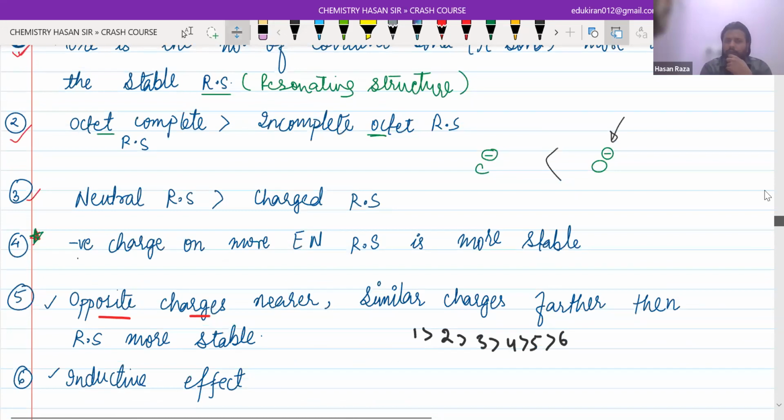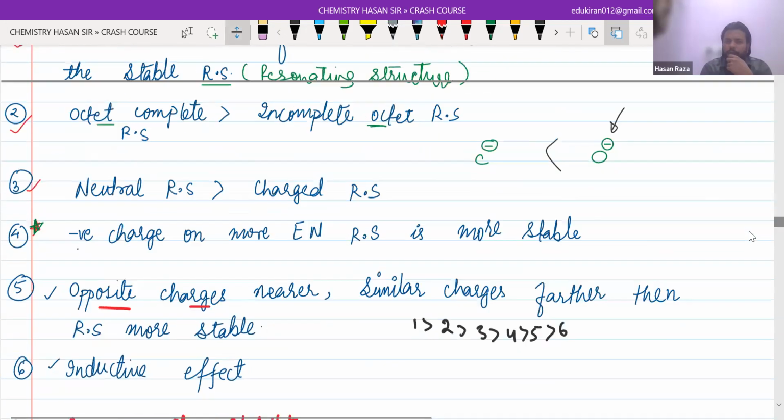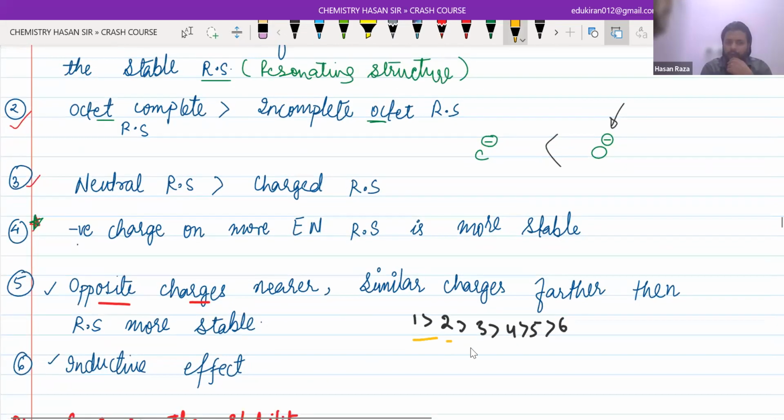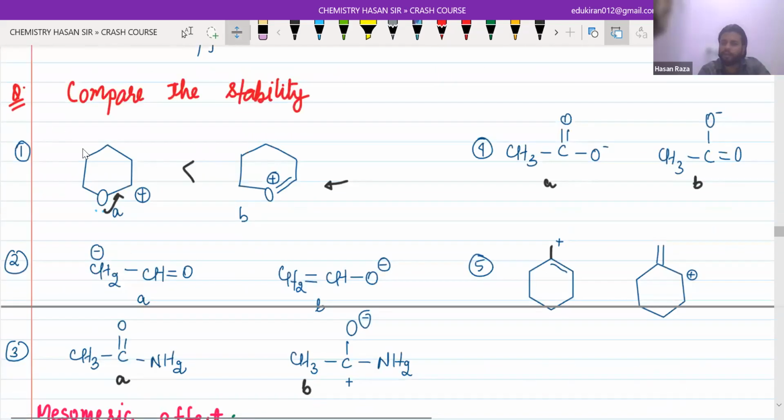You first need to give preference to the pi bond, then come to the octet, then neutral, then negative charge on the more electronegative atom, then opposite charges nearer, then the inductive effect. This is the order of stability we need to follow. So you can see in the first one the pi bond count is 1 here, and there is 0 pi bond in the other.